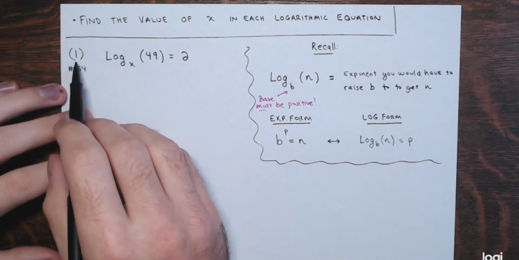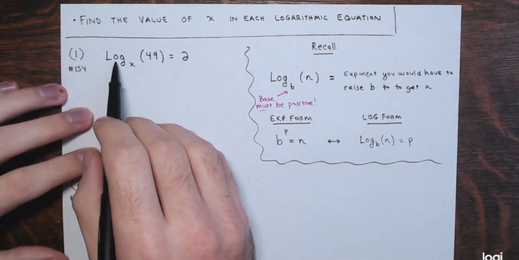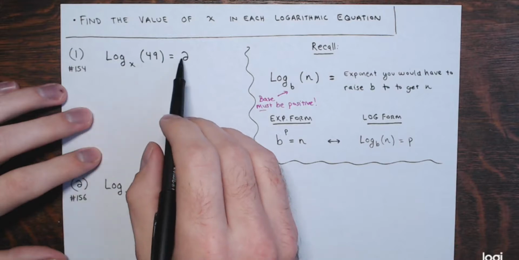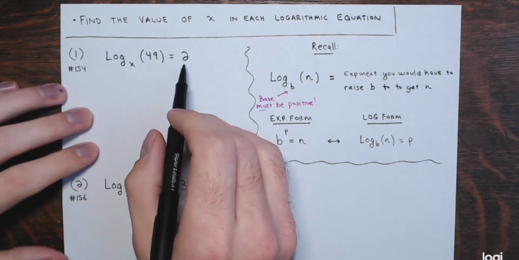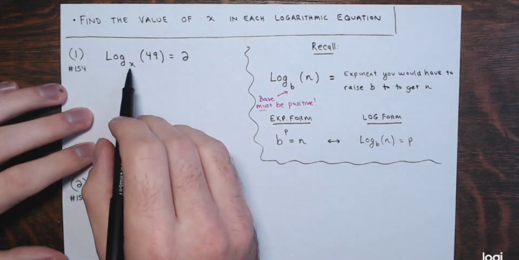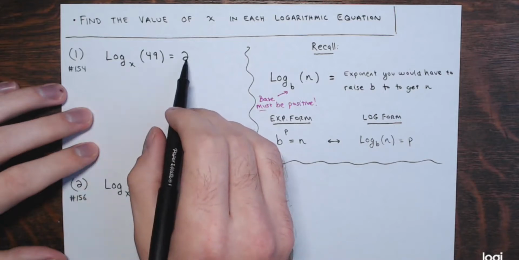So exercise 154 again. Log base x of 49 equals 2. Now you might be able to already tell that the answer is 7, because 7 to the second power is 49.